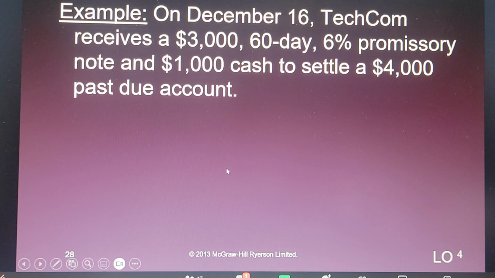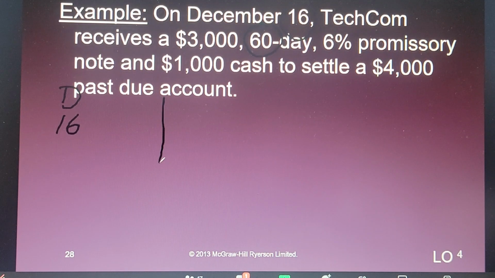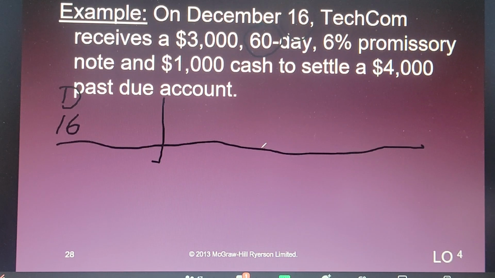What's happening here? This is actually December 16, right? So this is the 16th of December, and it is 60 days. So what would happen in the middle here? This will be December 31st, which means the year will end here. And then the maturity comes in here.